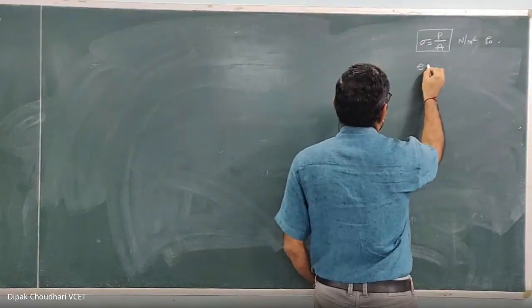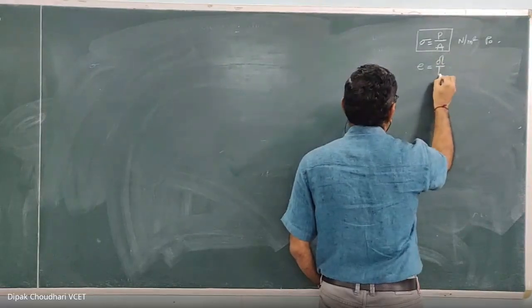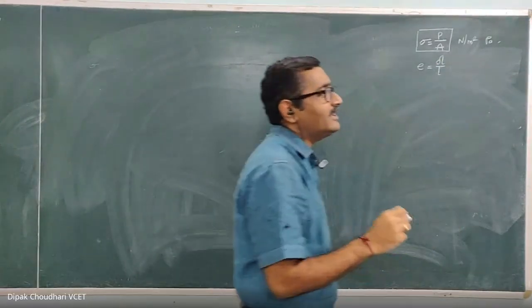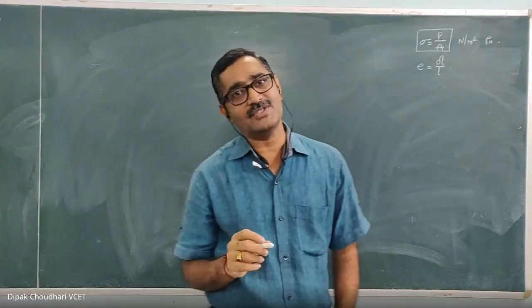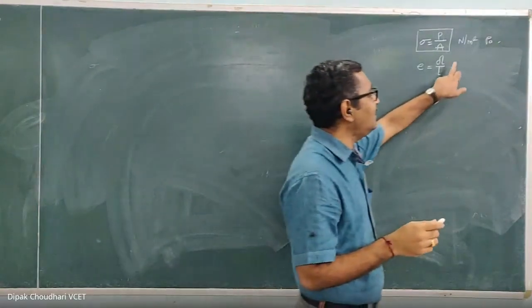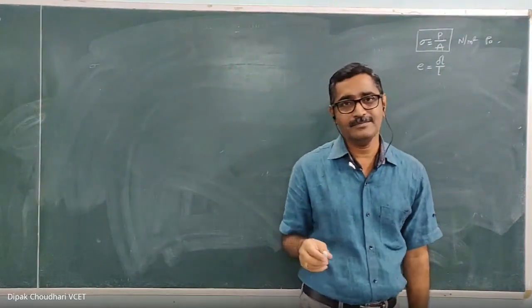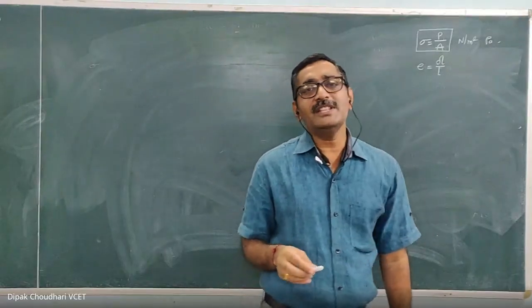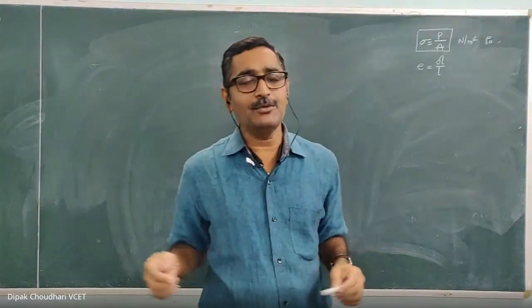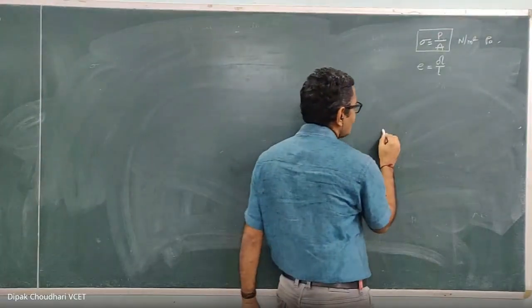Then the strain. Strain is the change in dimension to the original dimension. Since we are studying right now only the linear strain or the longitudinal strain: linear strain or longitudinal strain is the change in linear dimension to the original linear dimension. Linear dimension means the dimension in the direction of applied force. So here we are applying the force axially.